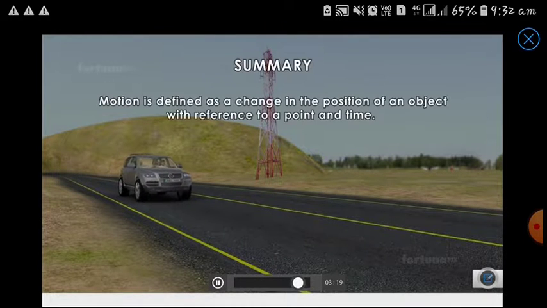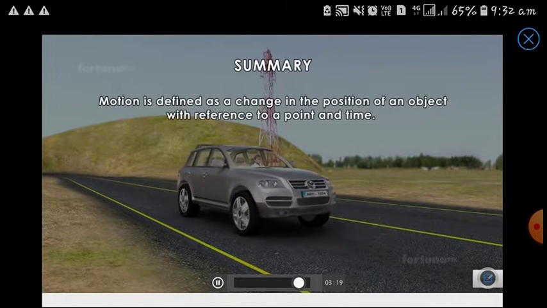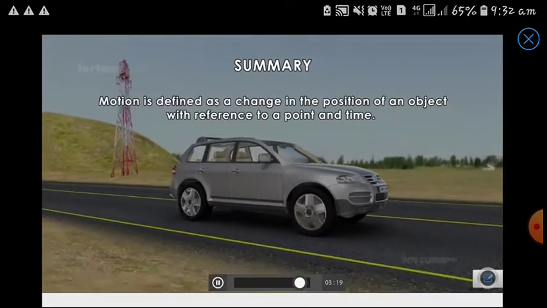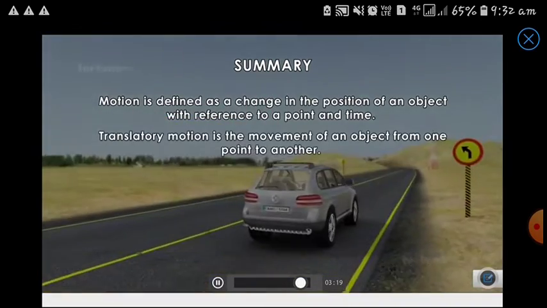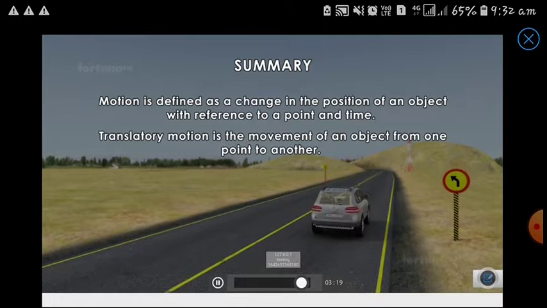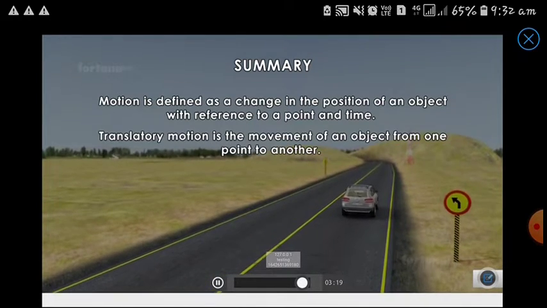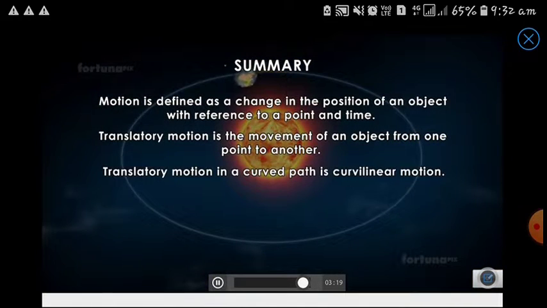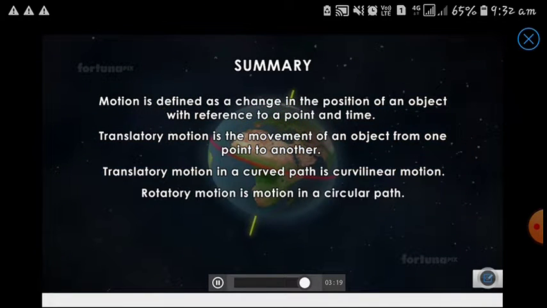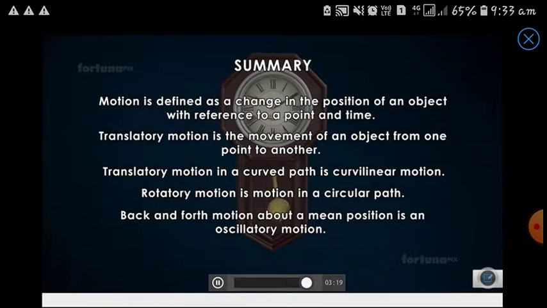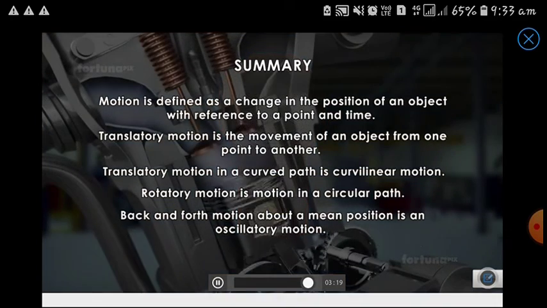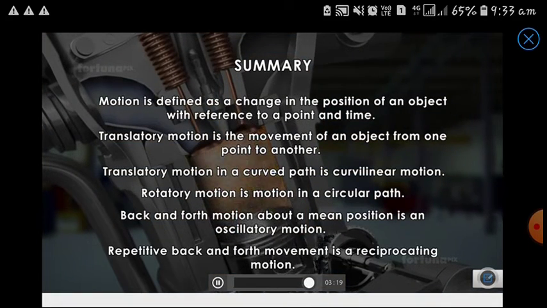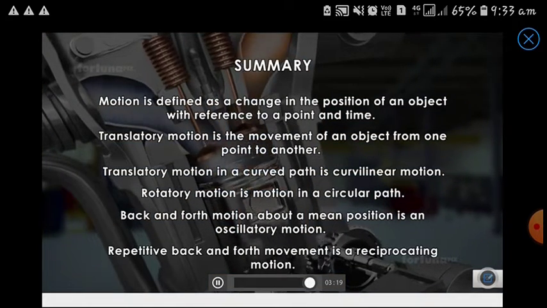Summary. Motion is defined as a change in the position of an object with reference to a point and time. Translatory motion is the movement of an object from one point to another. Translatory motion in a curved path is curvilinear motion. Rotatory motion is motion in a circular path. Back and forth motion about a mean position is an oscillatory motion. Repetitive back and forth movement is a reciprocating motion.